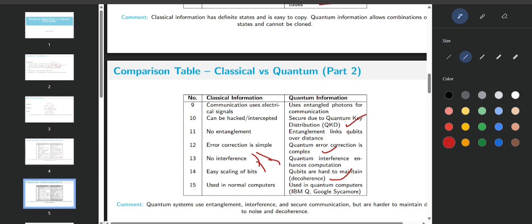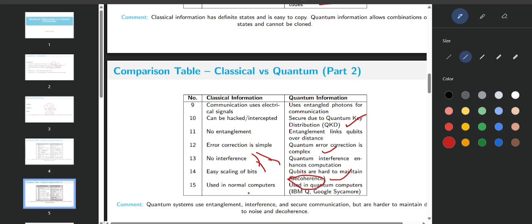Decoherence is nothing but a disturbance that comes from the environment while the qubit is in superposition. It will be disturbed, and it will lose its state. That is the meaning of decoherence.